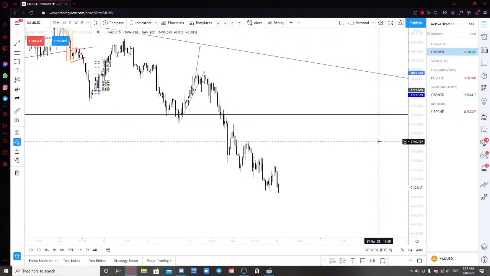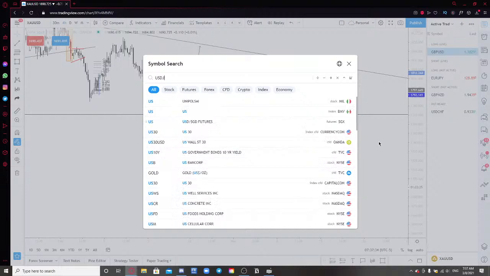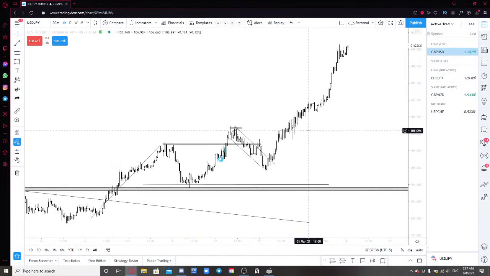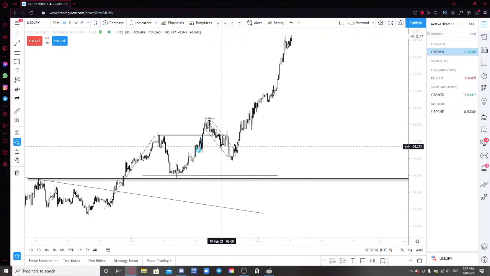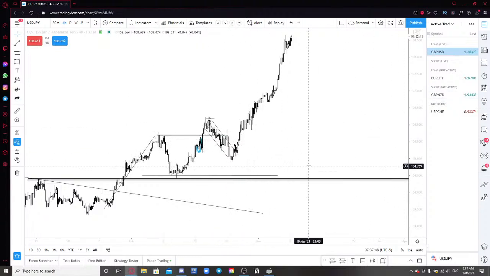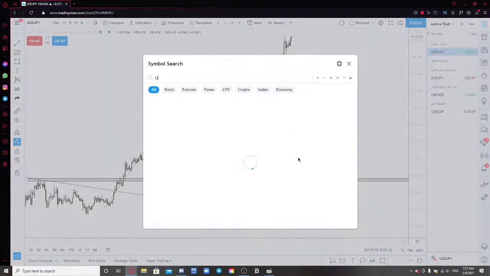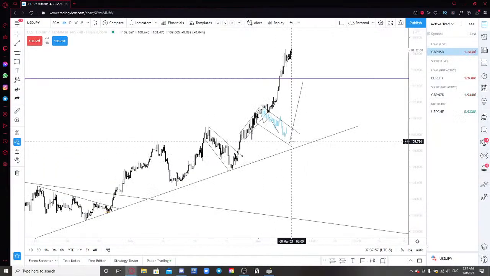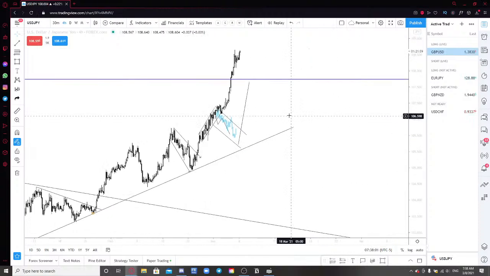Let's go to dollar yen. Okay, wow. Was this... No, this is a different chart. This is one that we had previously. There it is. Okay, all right.